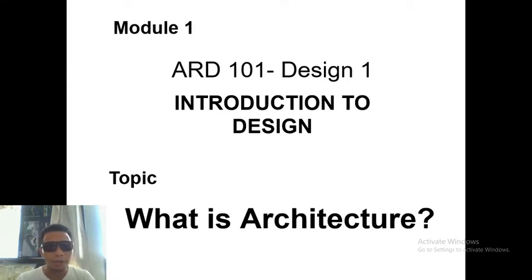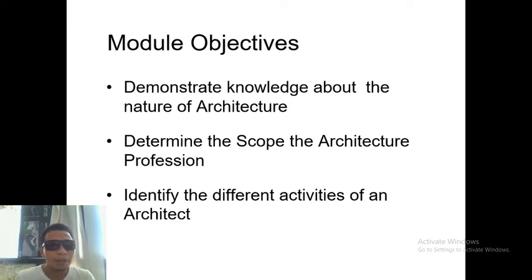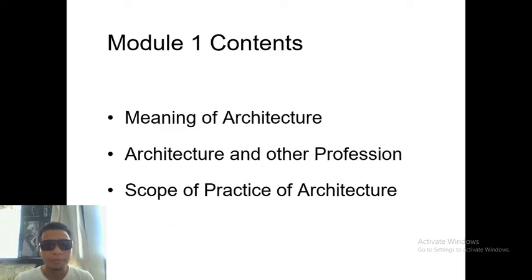And we are now into the third slide. Module objectives: to demonstrate knowledge about the nature of architecture, determine the scope of architecture profession, and identify the different activities of an architect. So somehow at least by this discussion or topic, you have a glimpse of what we are doing as an architect, and you will have a glimpse of what you are going to do later on when you become an architect.